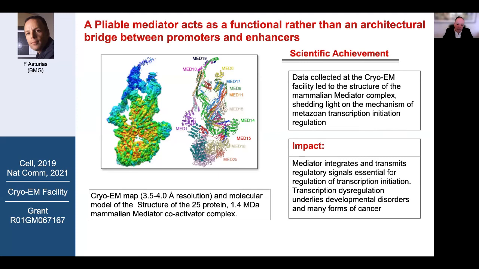And this is a large complex called mediator, which is essential for regulation of eukaryotic transcription. This is a 1.5 megadalton complex with 25 different protein components. And we used equipment in the facility and our computational resources to calculate this map at about 3.5 to 6 angstrom resolution. That map was then used to generate the first atomic model of this huge macromolecular complex.